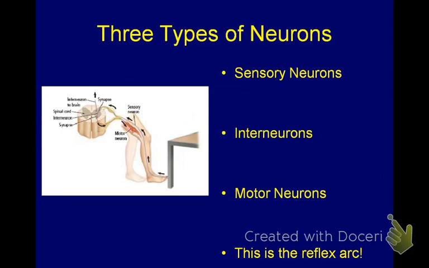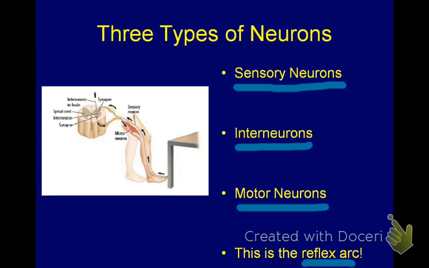There are 3 types of neurons. The sensory neurons are attached to our sense organs, and they bring information to the brain and the spinal cord. Interneurons are in the spinal cord. They do the processing of the message, and then the motor neurons send a message back to the muscles. This is called the reflex arc.